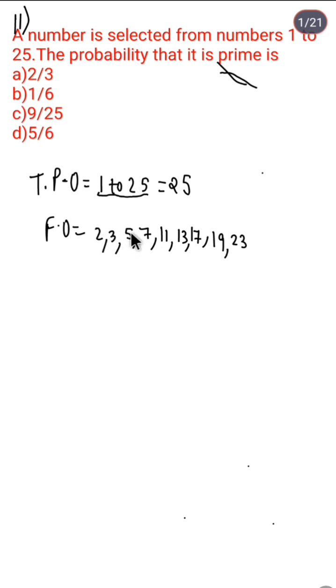How many numbers are there? 1, 2, 3, 4, 5, 6, 7, 8, 9. 9 prime numbers are there. So what is the probability of this event? It is 9 by 25. Option C.